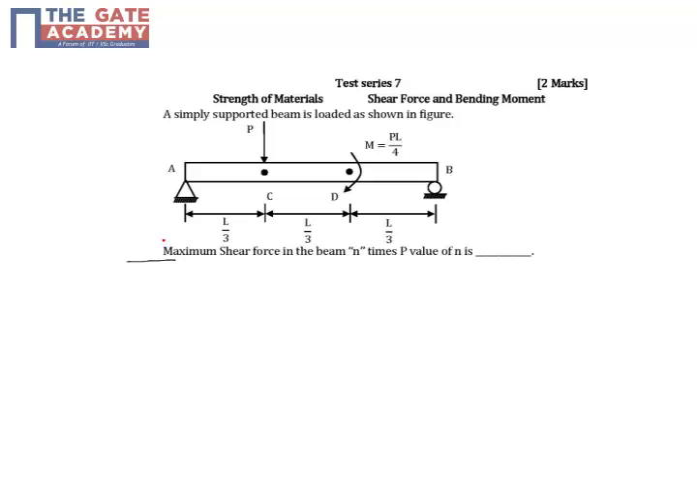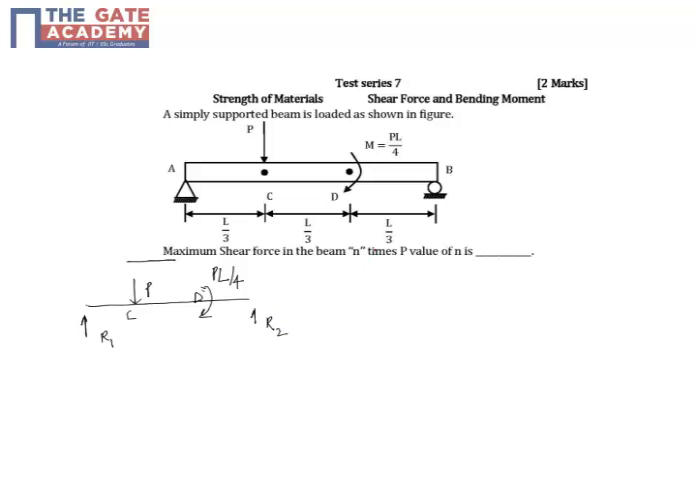We'll just go by the process. We'll first find out the reactions at A and B, and then plot the SFD, the shear force diagram, and whichever is the maximum, that we will use as N times P and then get the value of N. So first, getting the reactions. Let me draw a line beam. This is P, and this is a couple, which is PL by 4, and these are the reactions. Let's put the reactions as R1 and R2, or you can put RA and RB.